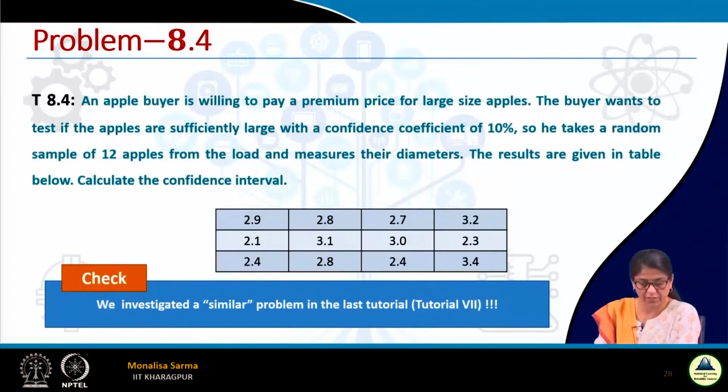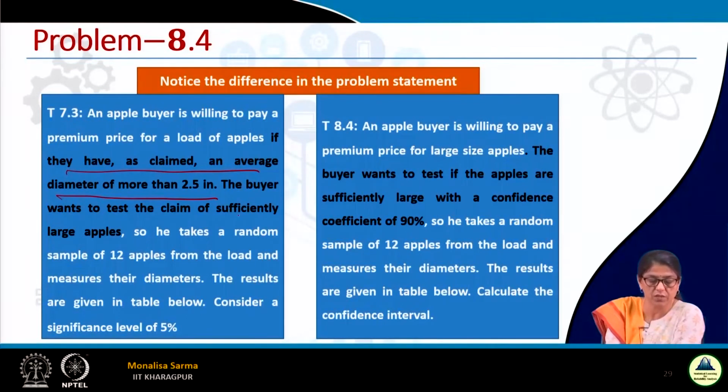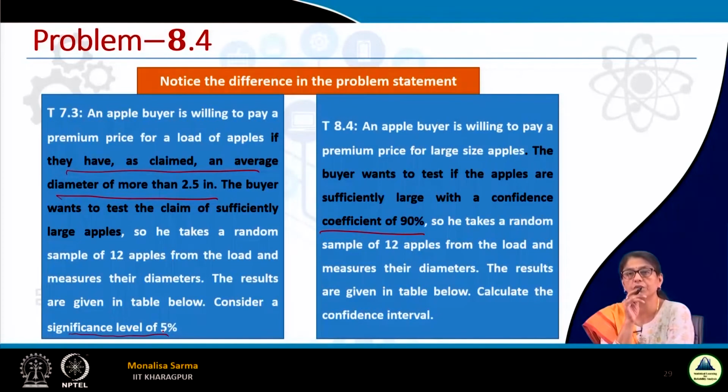Okay, so here we investigated a similar problem in the last tutorial. You can check it. So what was the difference? You see the difference in the two questions. Here it was given that if they have, as claimed, an average diameter of more than 2.5 inch, then the buyer will be paying a premium price. But now nothing of that sort is given. And earlier the significance level of 5% was given. Now it is given a confidence coefficient of 90%. When the significance level is 5%, then what is the confidence coefficient? Confidence coefficient is 95%.